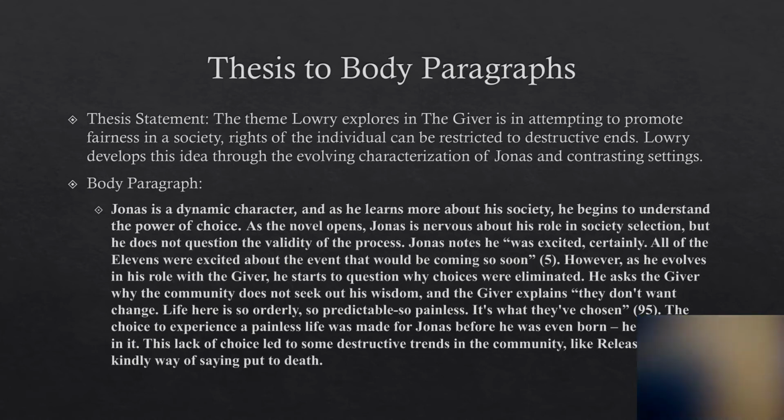So that's my thesis statement in my introductory paragraph. The body paragraph that would go along with this is going to be the first body paragraph, and it's going to refer back to characterization. So you see characterization here. That's my first how. So my first body paragraph is going to be about my first how. So Jonas is a dynamic character, and as he learns more about his society, he begins to understand the power of choice. As the novel opens, Jonas is nervous about his role in society selection, but he does not question the validity of the process.